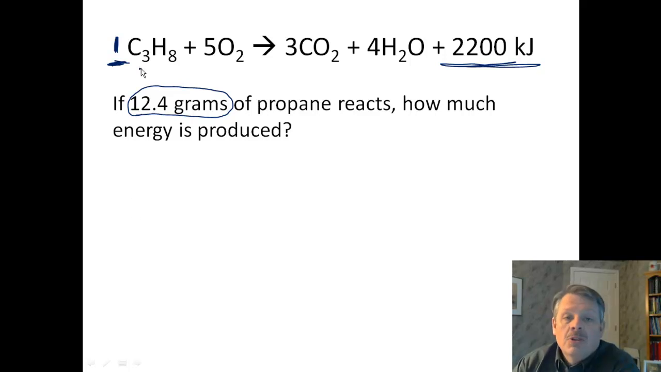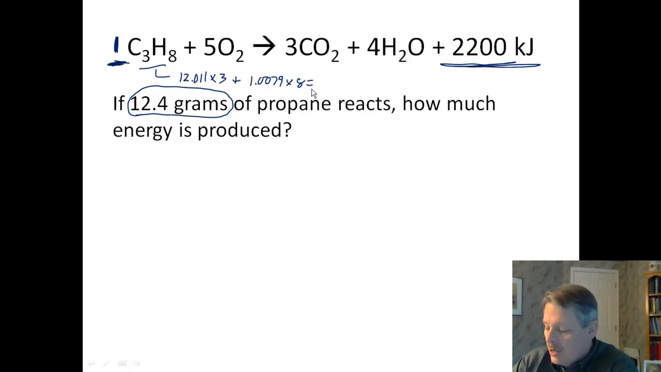Right, so the first thing we have to do is figure out how much C3H8 weighs. So that's 12.011. We multiply that by 3, and we add it to 1.0079, and we multiply that by 8. I've already done that for you, and that's 44.096 grams per mole.